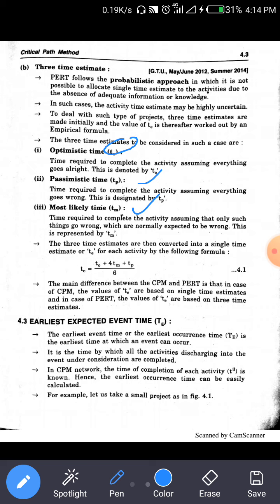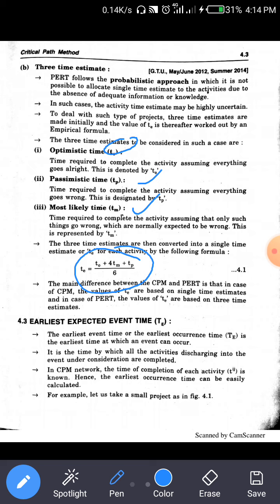From TO, TP and TM, this equation is generated. This formula is the estimated time formula: TE is equal to TO plus 4 TM plus TP, divided by 6. So these are the three time estimates.